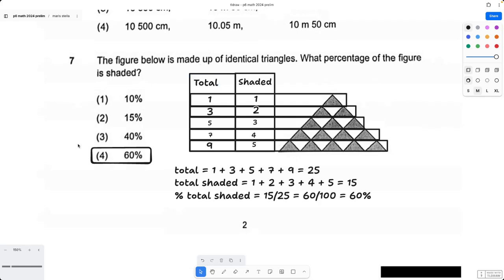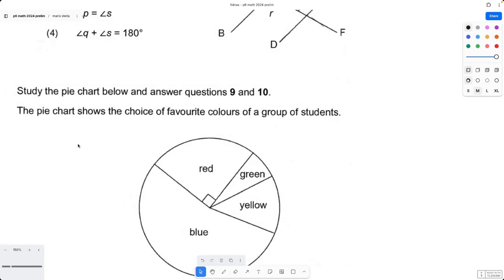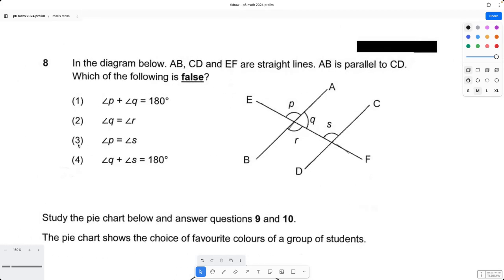Let's move on to the next question. Question number 8. In the diagram below, AB, CD, and EF are straight lines. AB is parallel to CD. Which of the following is false? P plus Q is 180. So this is true, I'm going to put true here.